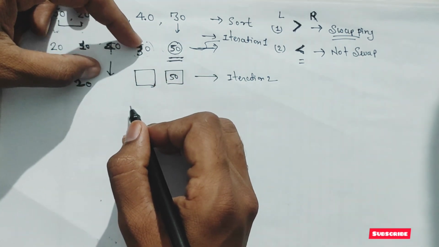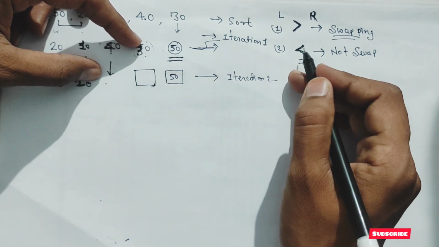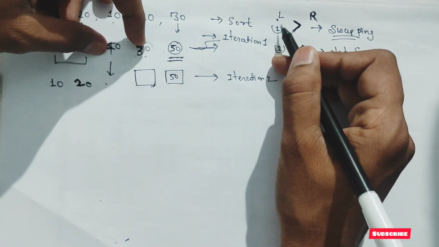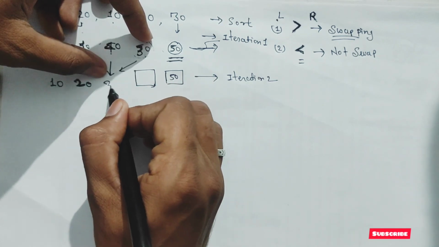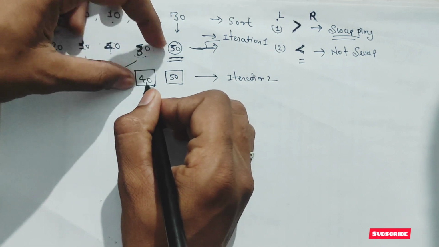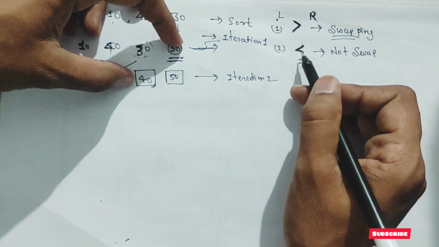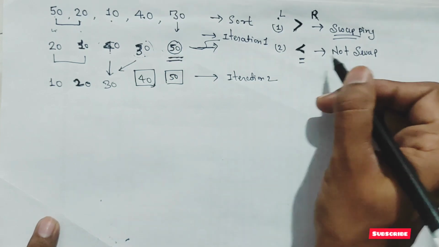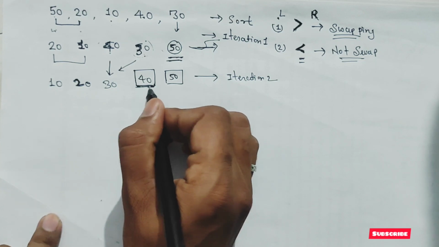Now in the next step, 40 and 30 will compare. What is the condition? The first condition, that the left-hand side element is greater: 40 is greater than 30, so swapping will happen. 30 will come here, and 40 comes here. Now 40 and 50 will compare, and the second condition is now true, that the left-hand side element is less than the right-hand side element, so we will not swap it. So in the second iteration we found the exact value, the second last value.